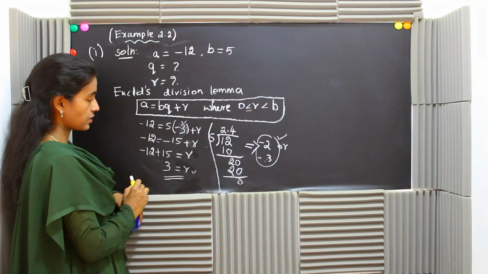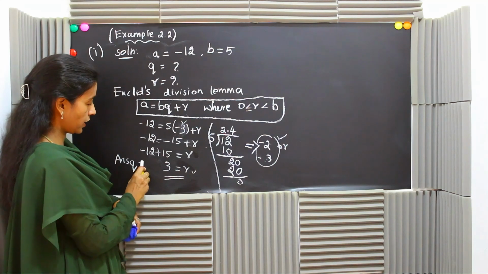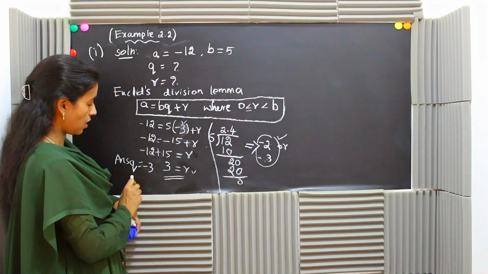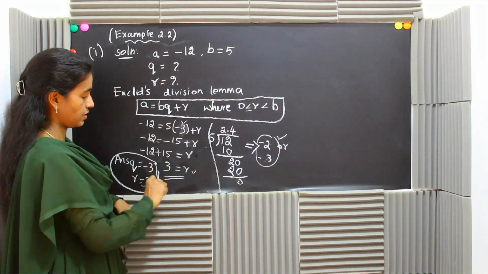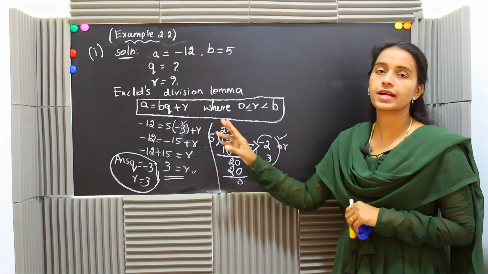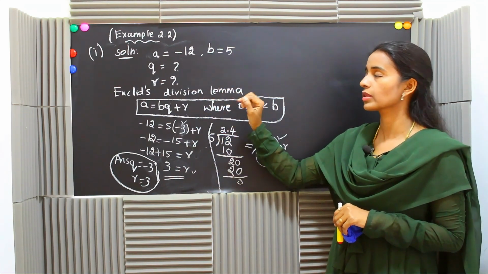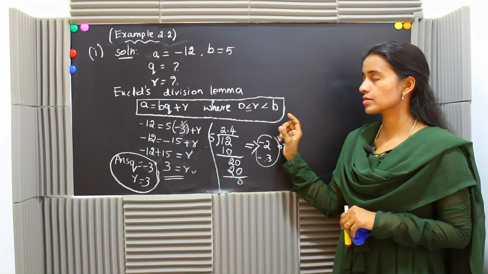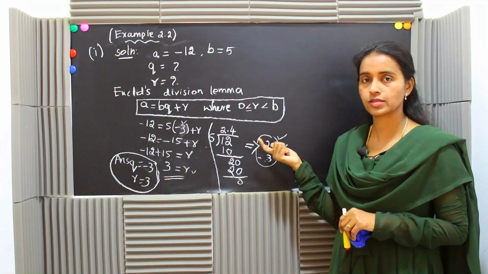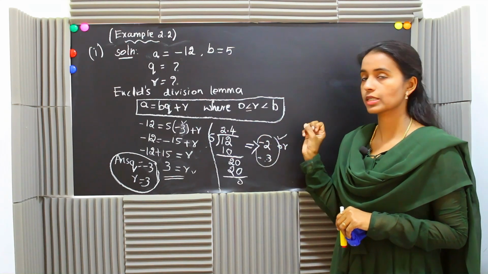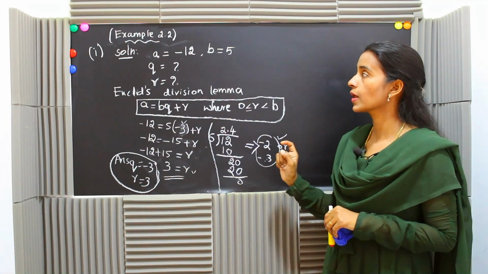Okay. Answer is Q equals minus 3, R equals 3. This is the answer for the first sub question in example 2.2. This is a little bit complicated, but if you understand the process, you can do it easily. For this, you have to practice more.